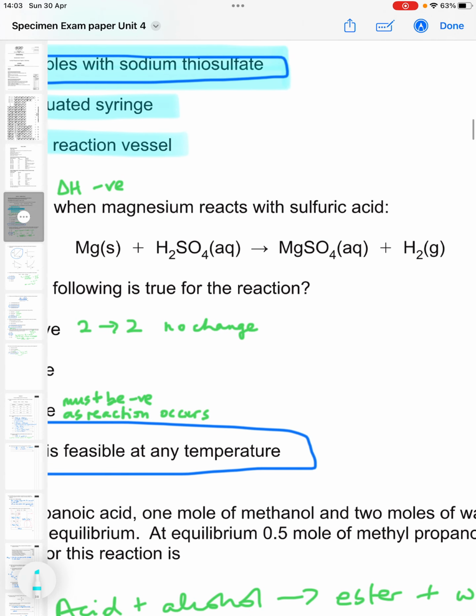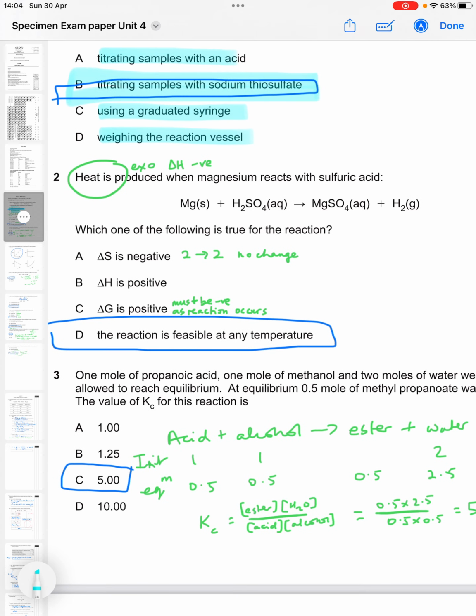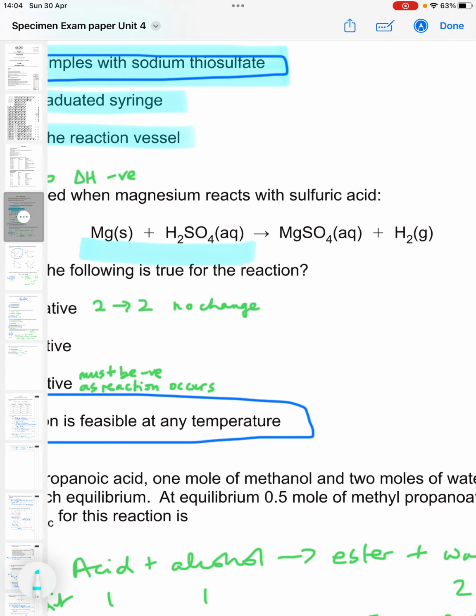And number 2, heat is produced when magnesium reacts with sulfuric acid. So we've got Mg, which is solid, H2SO4 solution, MgSO4 solution, and hydrogen also produced. So which of the following is true for the reaction? So we've got 4 statements. The first one, delta S is negative.